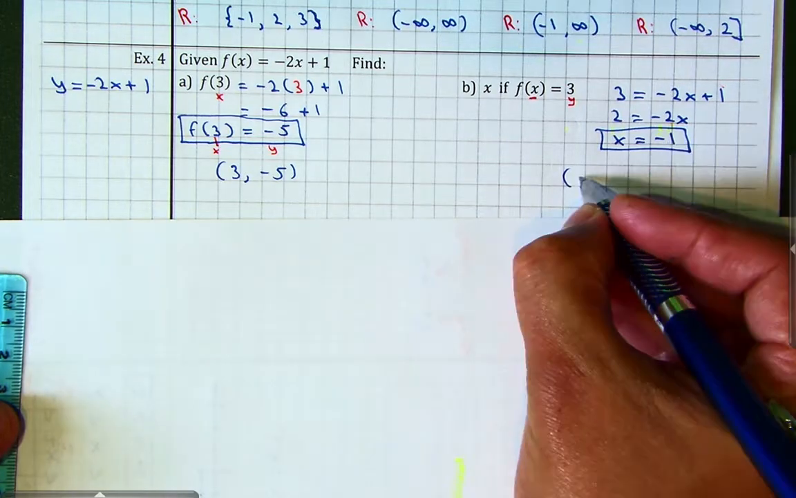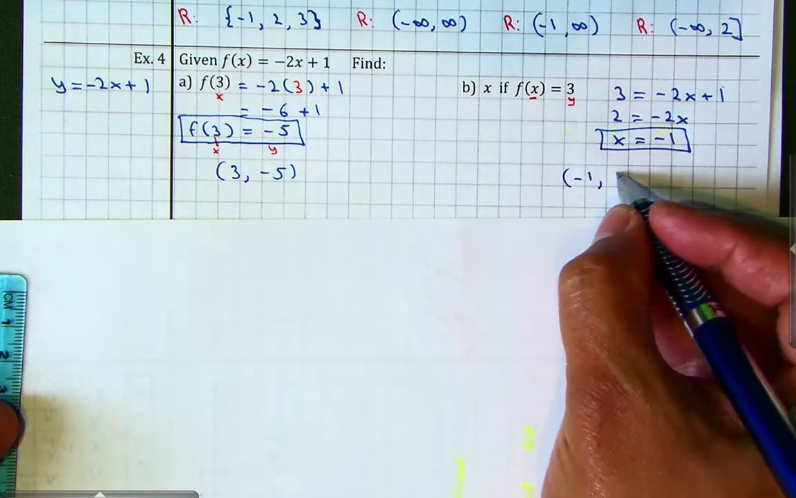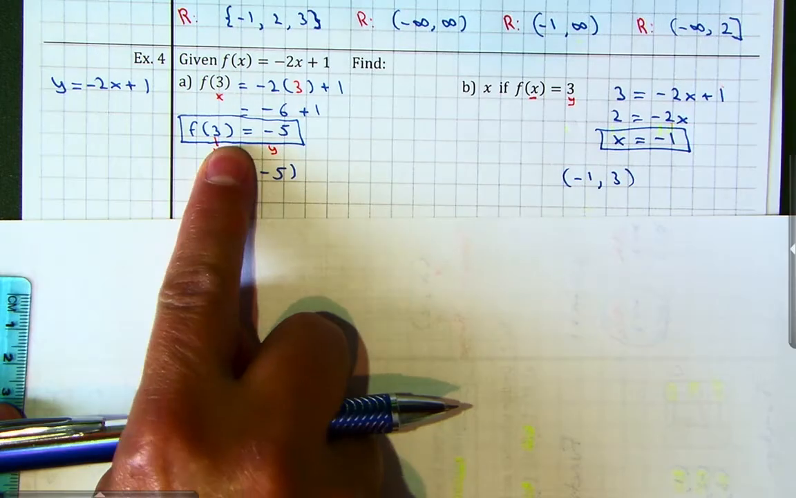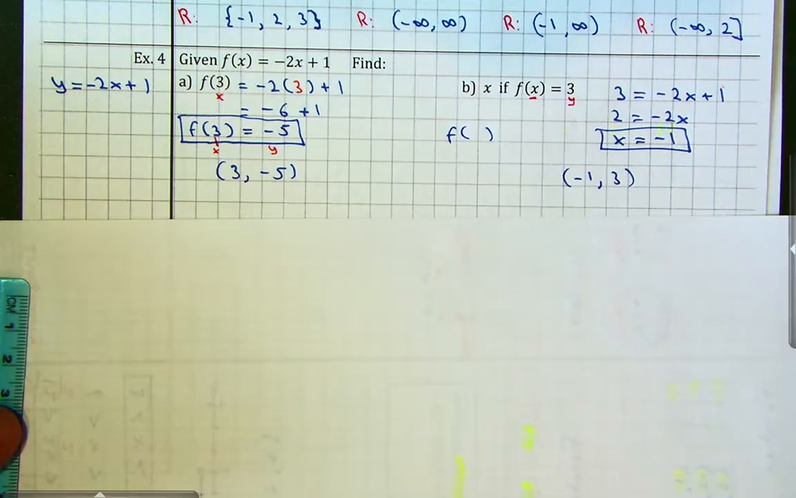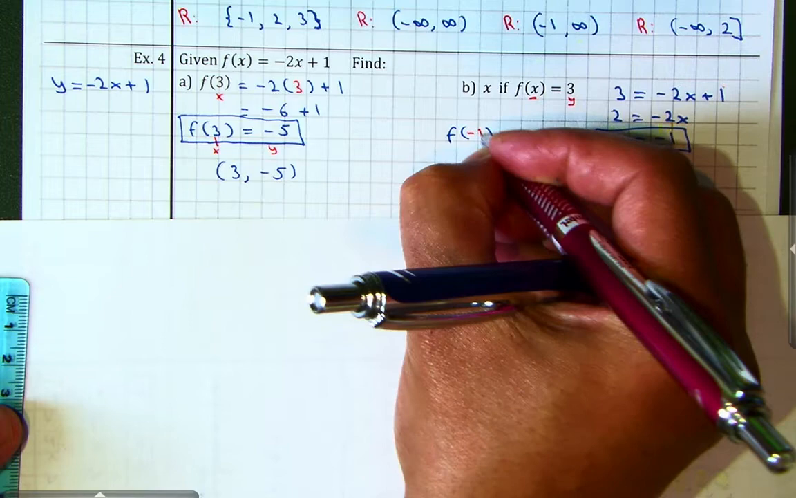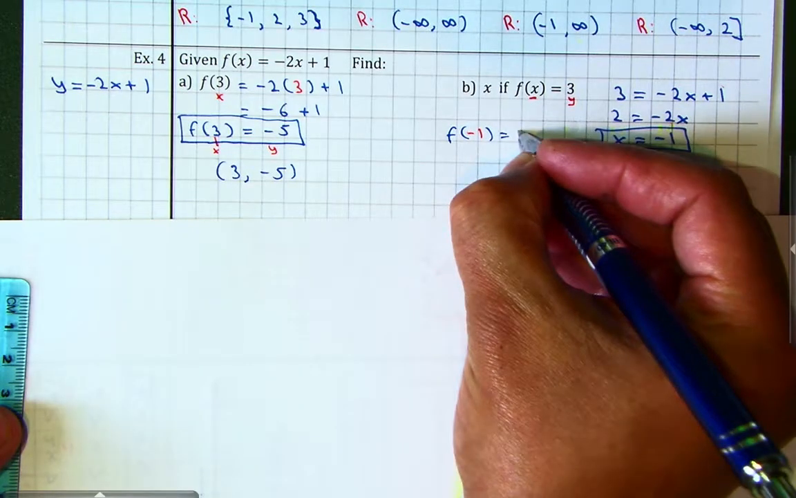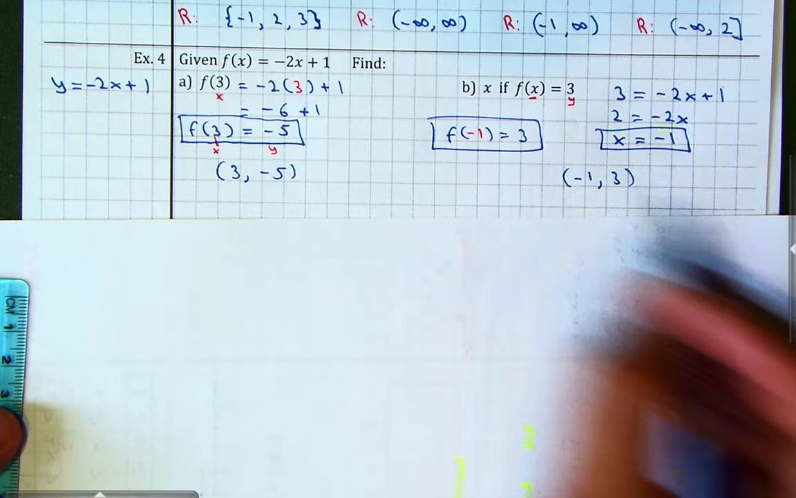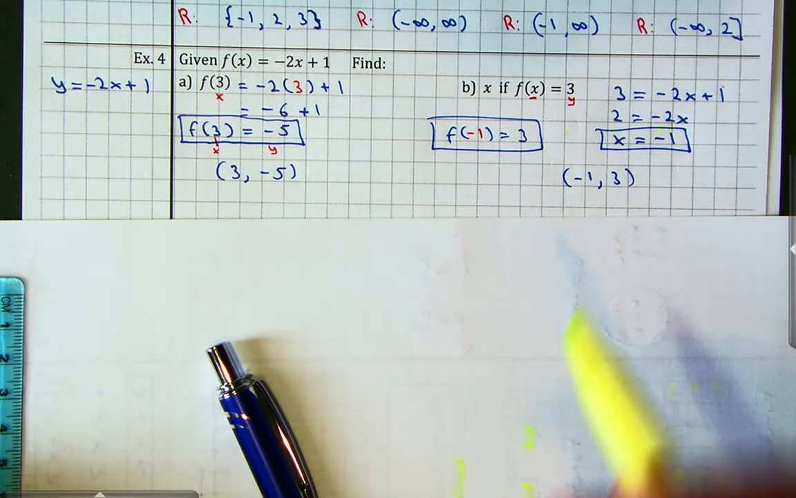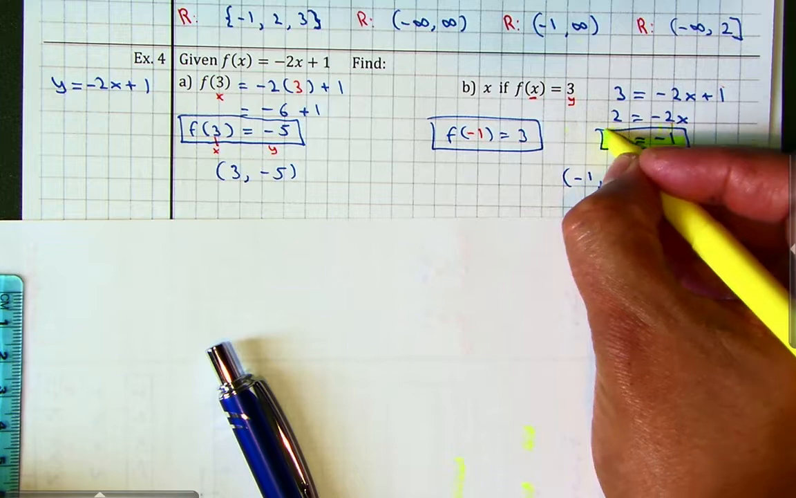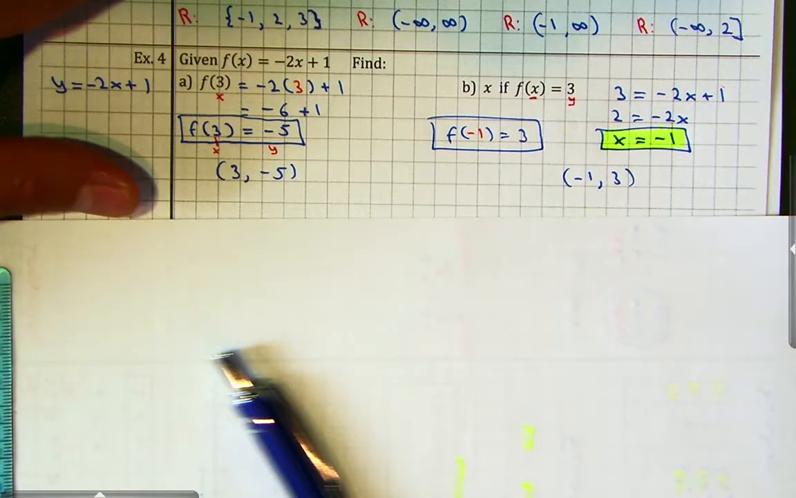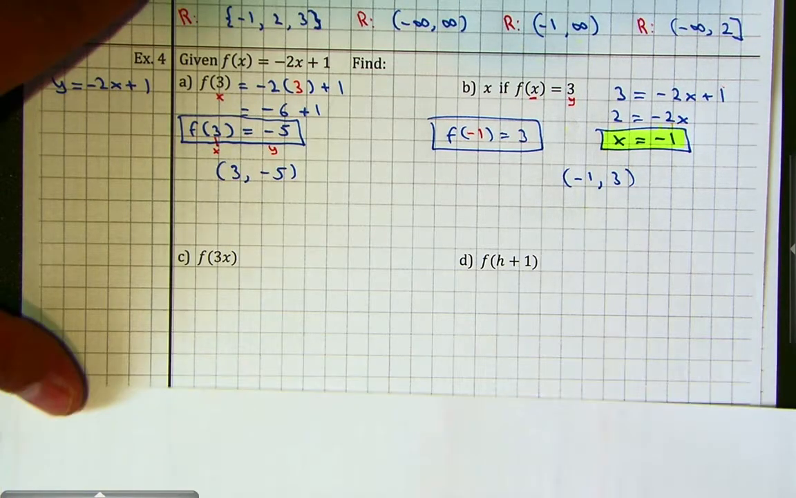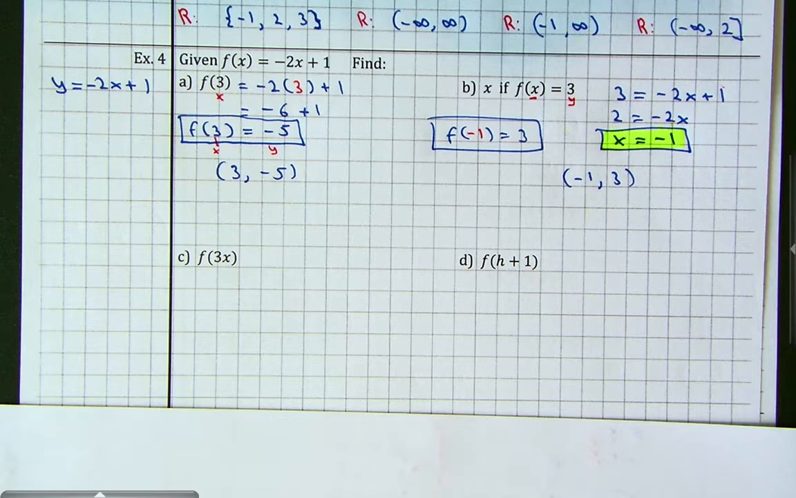And this represents a point as well. Your x value is negative 1. Your y value is 3. But notice that having it written down in this notation, we can actually write down f of negative 1 is equal to 3. In this case, our answer is x equal to negative 1 because we're looking for the value of x. But be careful, many of you guys will get that type of question incorrect. We'll practice a bit more before the test. C and D. Go and copy it down. We'll start once you're ready. Go and pause it.